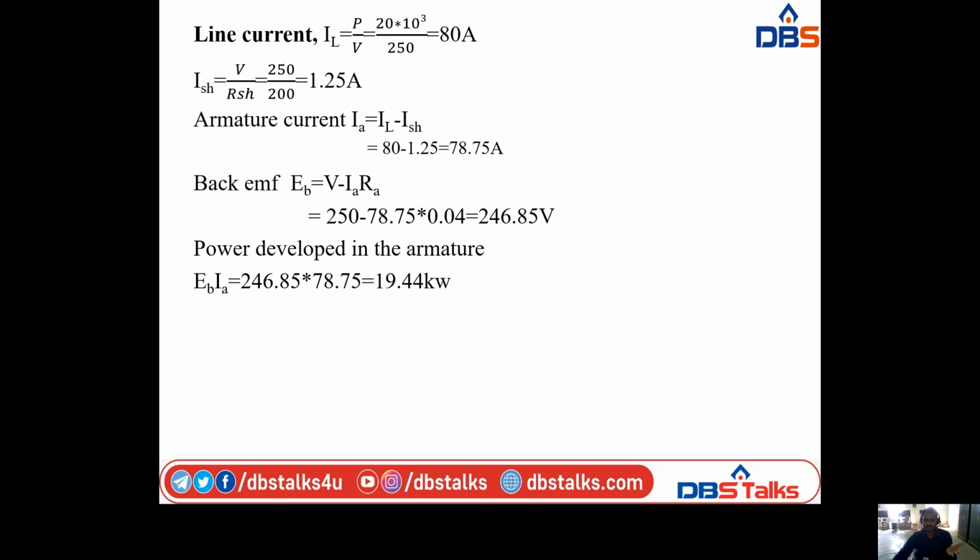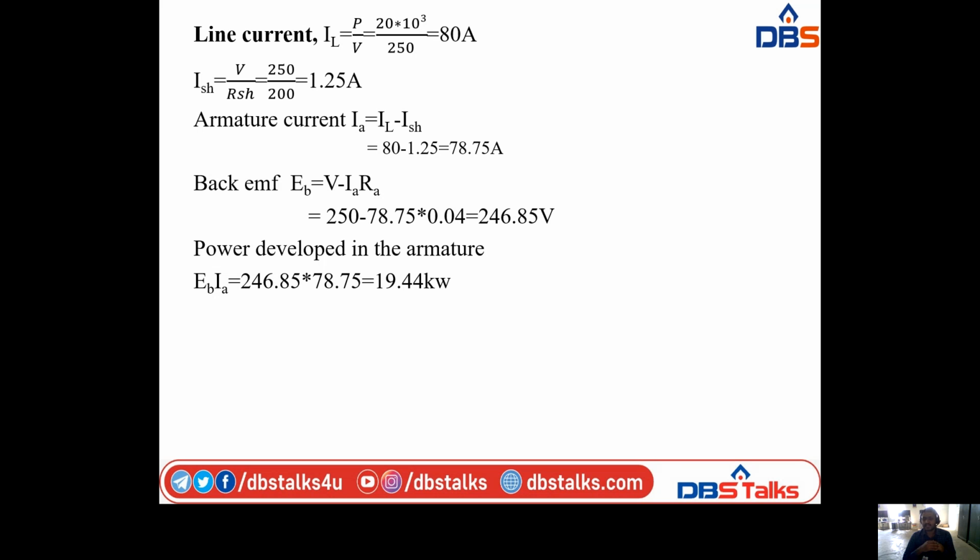Why? Because in the problem they have given the power. If you want to calculate the current value, in the problem they have given the power, so I am taking IL is equal to P by V. Here P is the power. In the given problem, power P is equal to 20 kilowatts, that is 20 into 10 to the power of 3, divided by voltage 250. Totally we have the line current as 80 amperes.